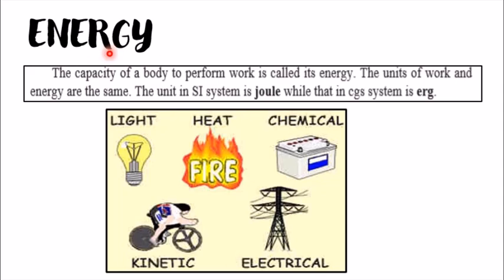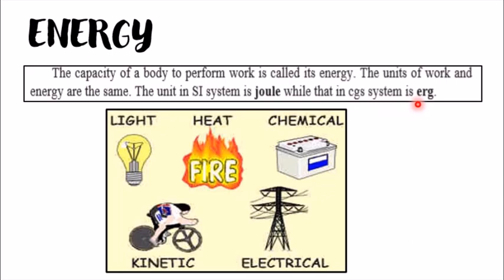Now, the capacity of a person differs. For example, a 10-year-old will have a different type of energy and a 20 or 30-year-old will have a different type of energy. So that means it is the capacity of a body to perform the work. The unit of work and energy is the same. The unit in the SI system is joule and in CGS it is erg.